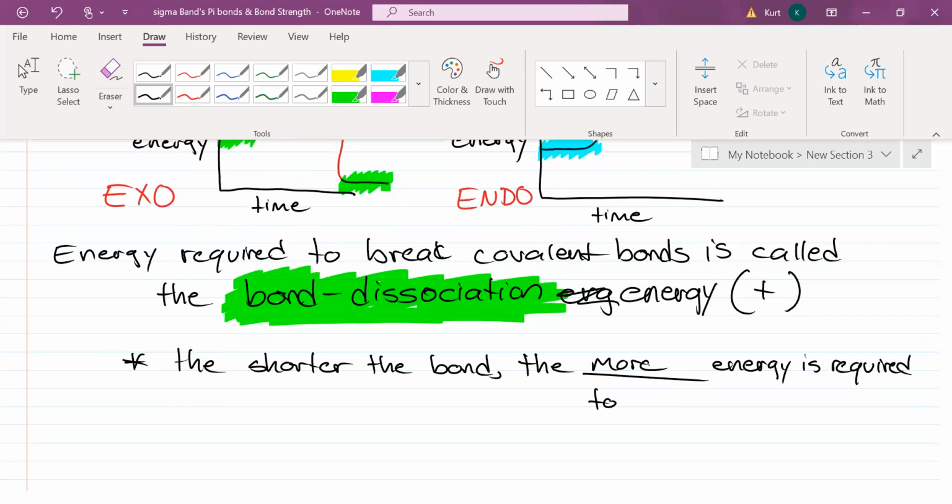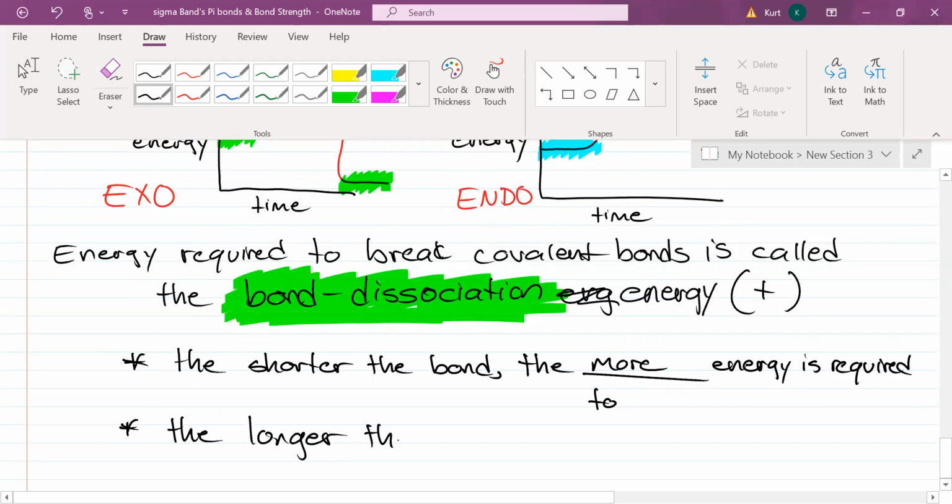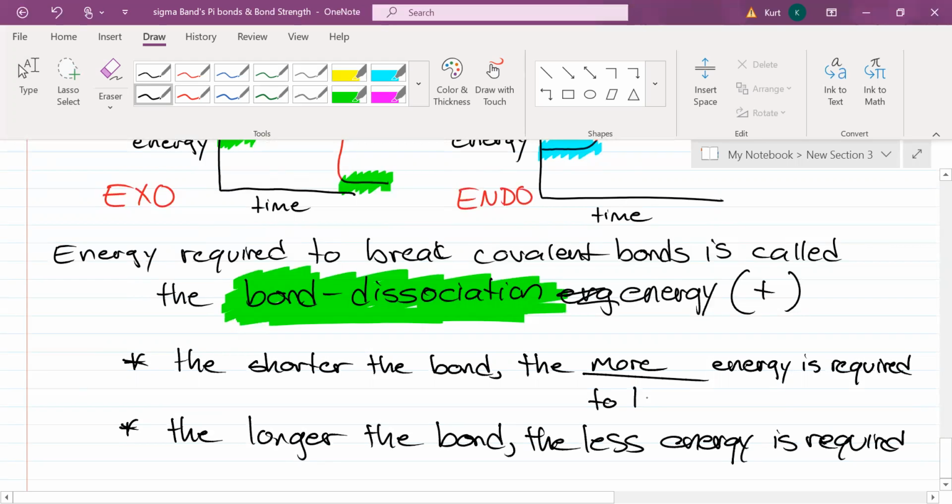And the opposite of that, the longer the bonds are, the less energy is required. And I didn't finish my sentence, did I? To break. And to break.